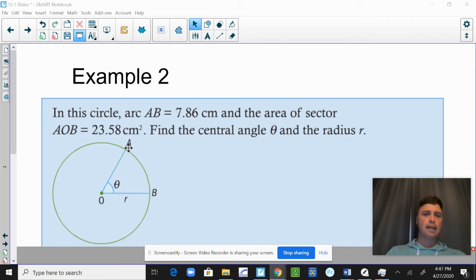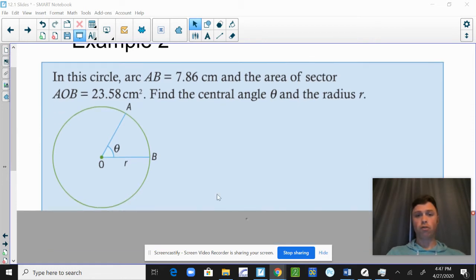So, in this case, the arc length here between A and B, this shorter length is 7.86 centimeters. The area of the sector, so the area of that sector is 23.58 square centimeters. Find the central angle theta and the radius. Now, what's tricky about this, of course, is we have two unknowns. We don't know either the angle or the radius.